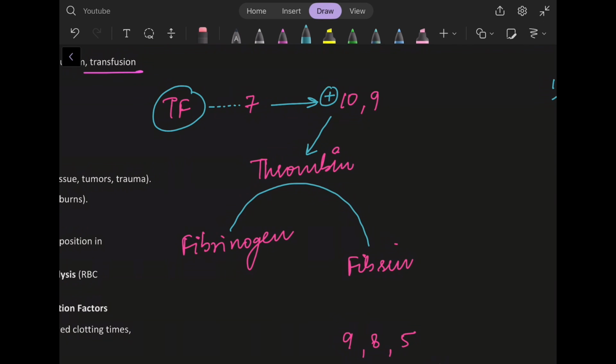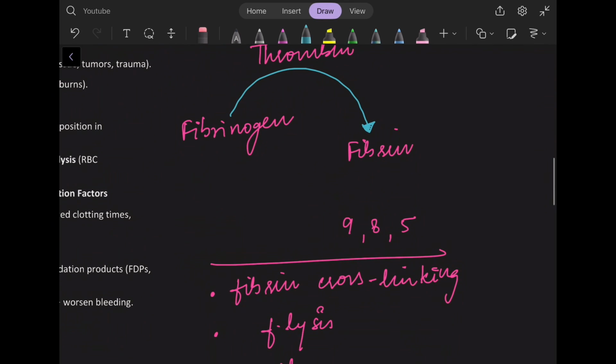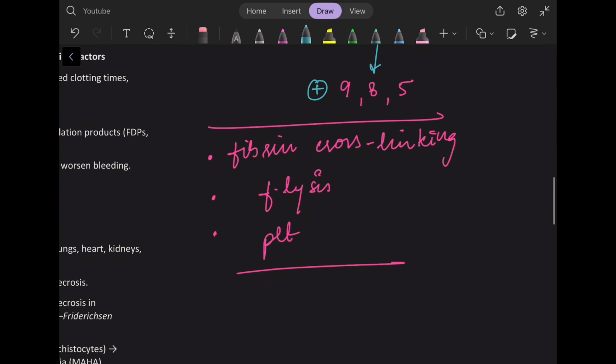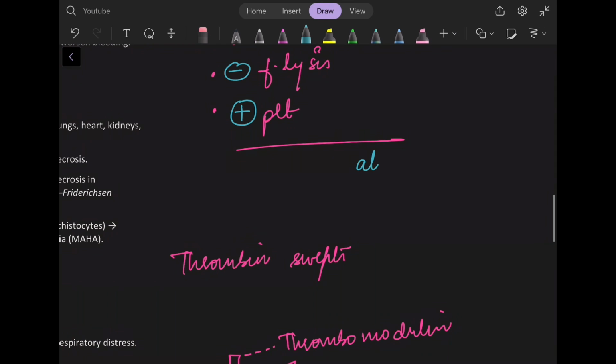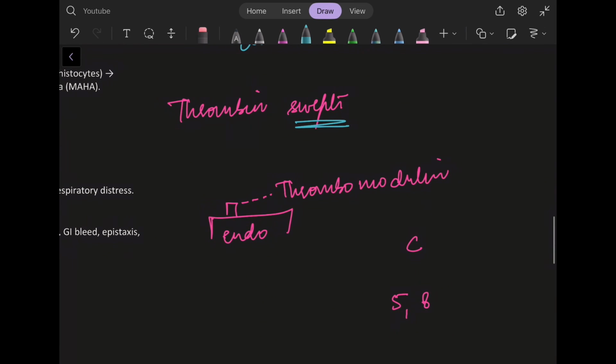Now, thrombin converts fibrinogen into fibrin, thus activating factor 9, 8 and 5. All this leads to fibrin cross-linking, inhibition of fibrinolysis and activation of platelets. This forms a stable clot at the site where tissue factor was released. And when this thrombin is swept away and carried by the blood vessel somewhere else, it binds to the thrombomodulin receptor expressed by the endothelial cells. This activates complement and inhibits factor 5 and 8. This is the tissue factor part.